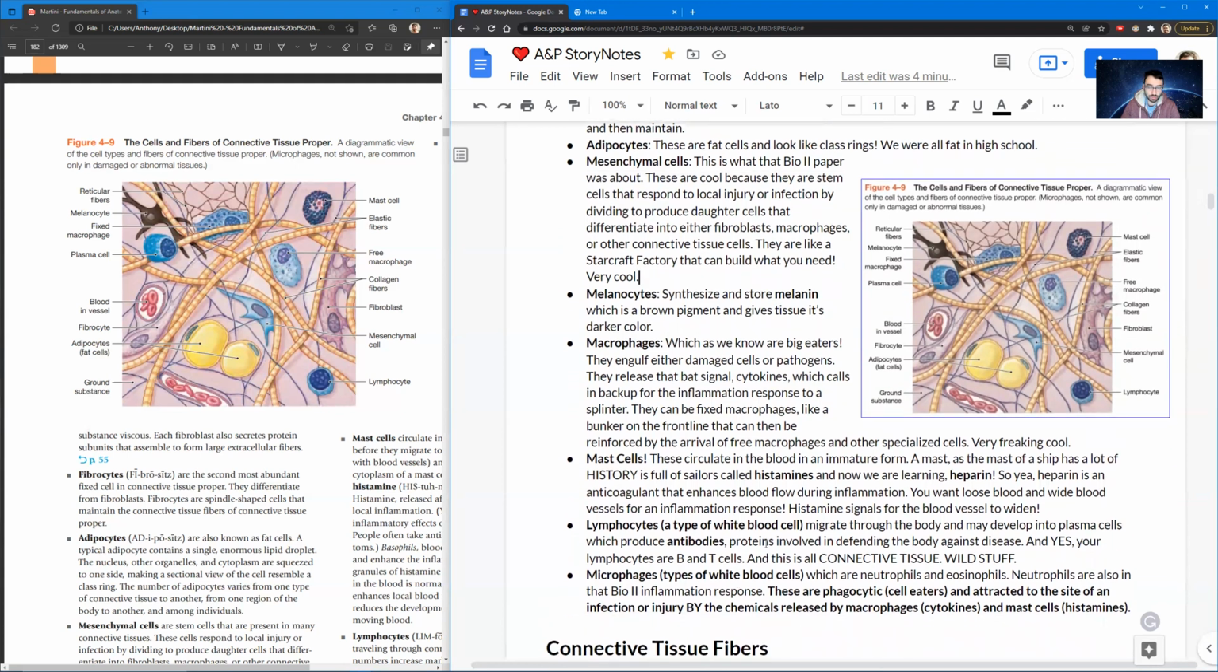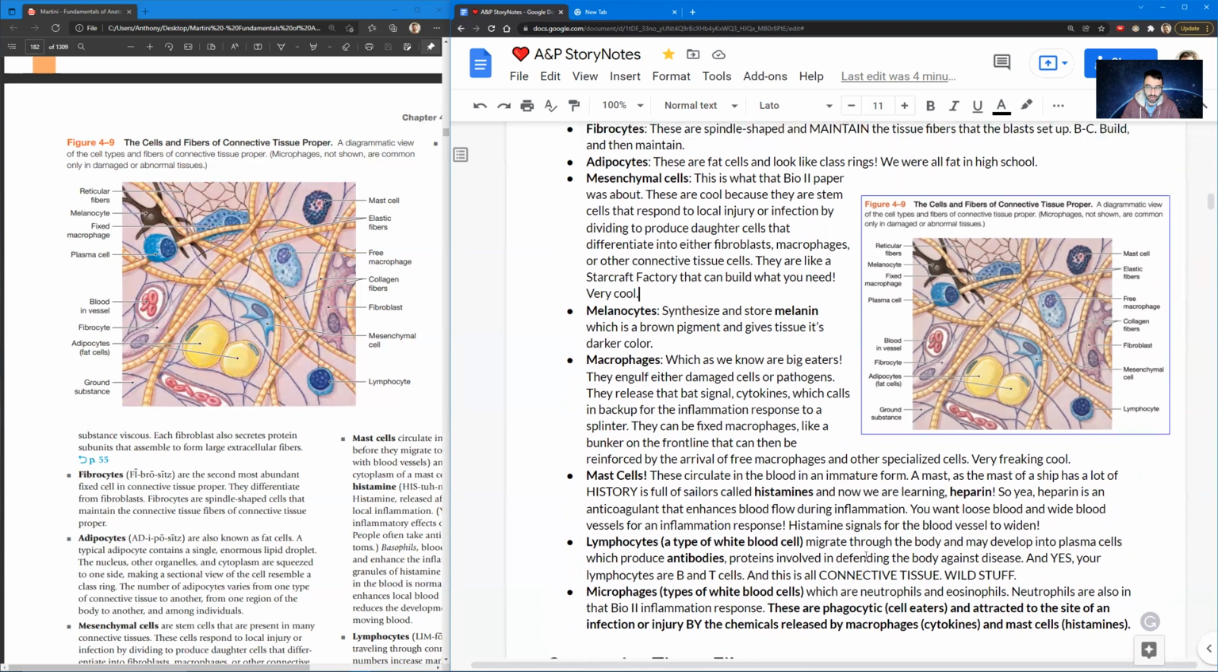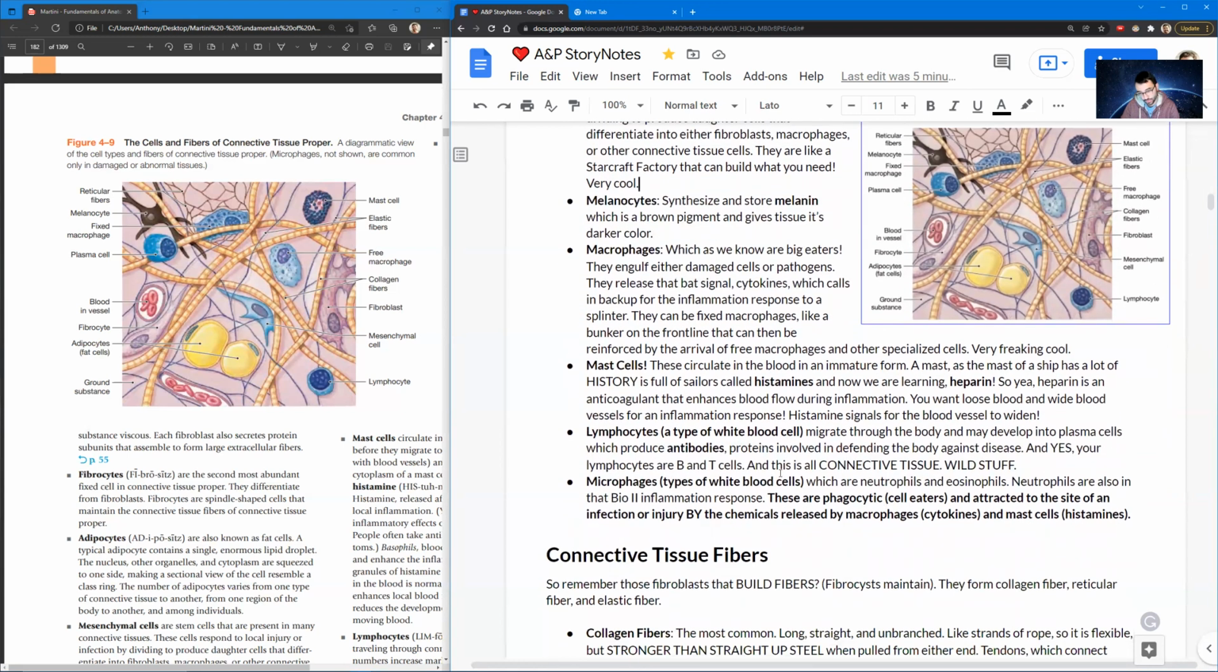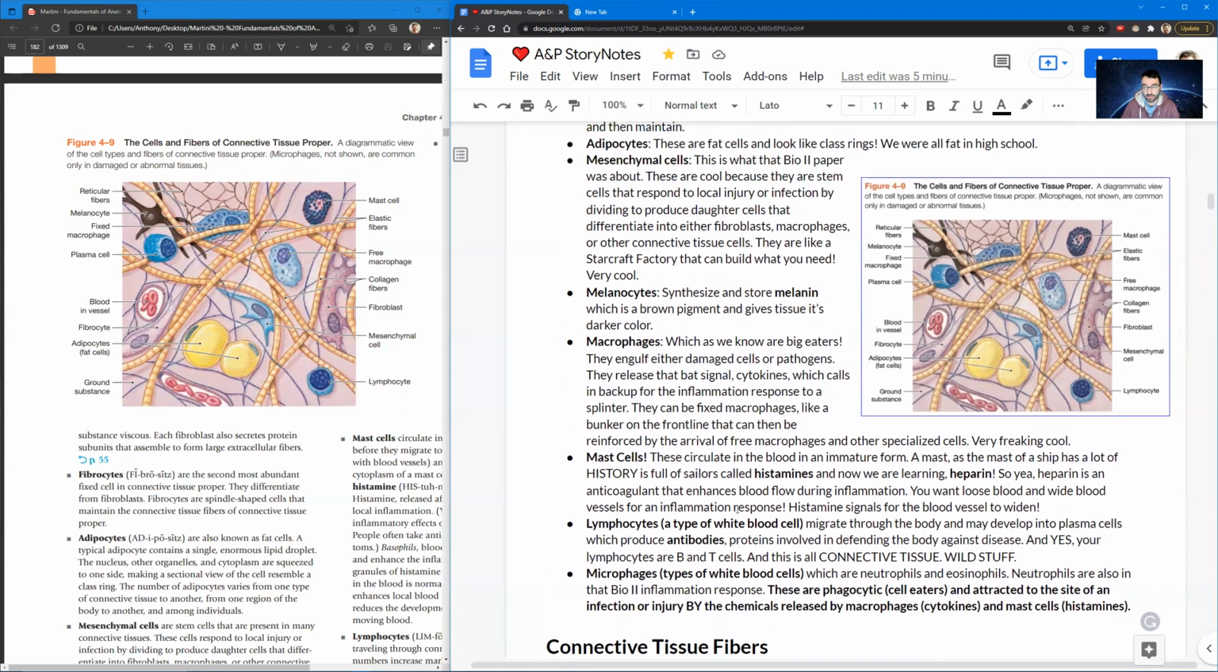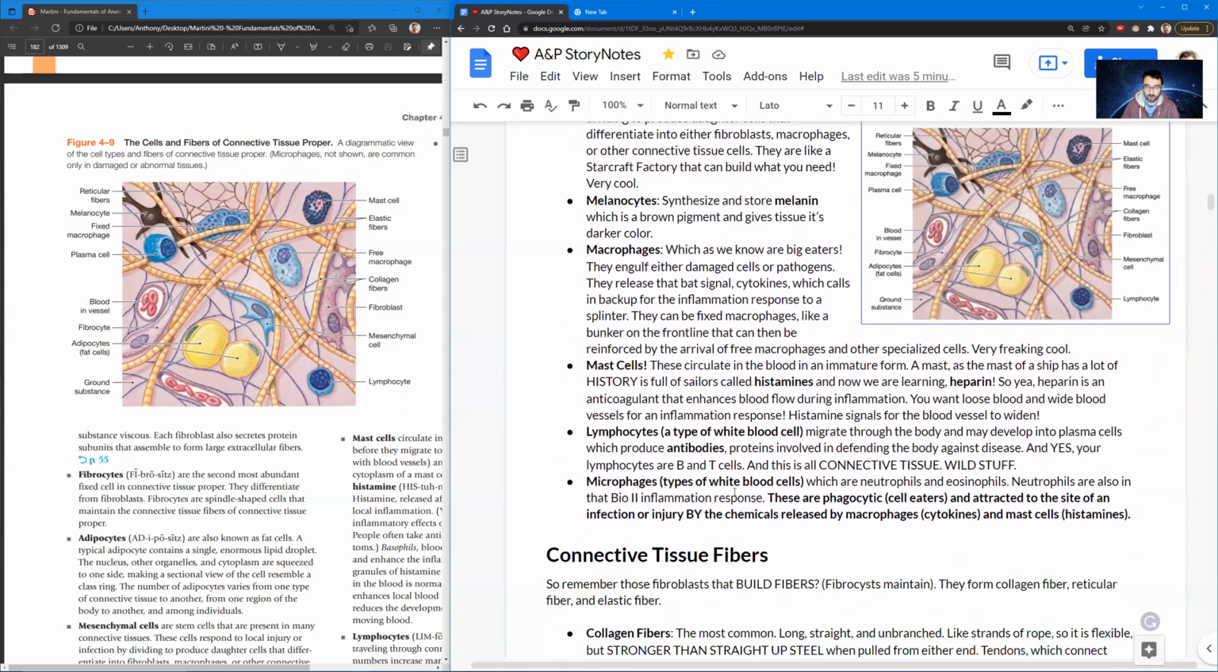We have lymphocytes, which are a type of white blood cells, and they migrate through the body and develop into plasma cells, which, yes, produce antibodies, which are those proteins involved in defending the body against disease. And yeah, examples of lymphocytes are those B and T cells. And this is all in connective tissue. Wild stuff. All right. Then we also have macrophages, another type of white blood cell. And examples of those are neutrophils and eosinophils. Neutrophils are also involved in that inflammation response. These are also cell eaters and attracted to the site of infection or injury.